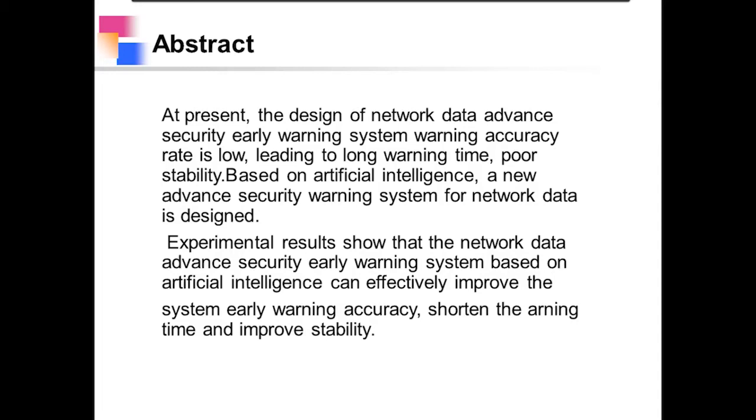The hardware of the system is composed of power module, acquisition module, driver module, alarm module, and display module. The software program is designed according to the hardware structure of the system. The software program includes integrated control program, temperature collection program, temperature display program, and sound and light alarm program. Experimental results show that the network data advanced security early warning system based on artificial intelligence can effectively improve the system early warning accuracy, shorten the warning time, and improve stability.